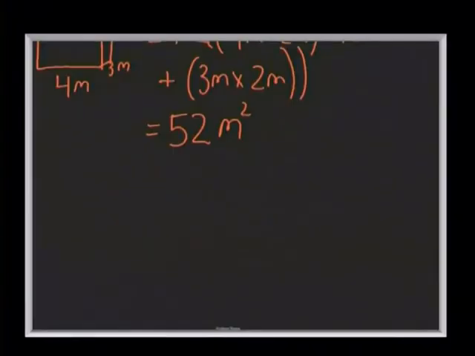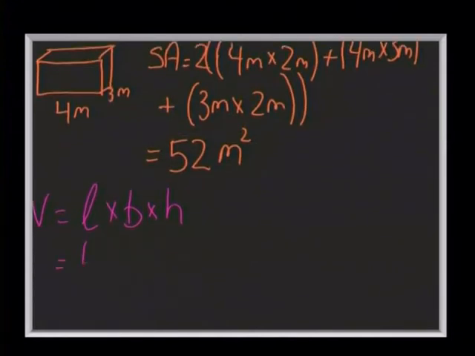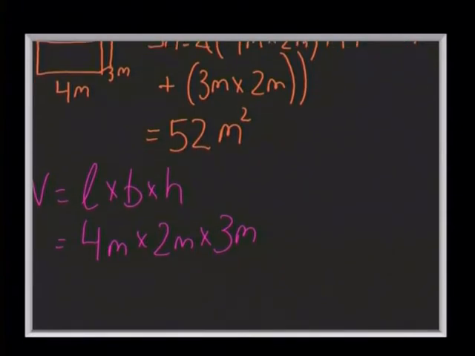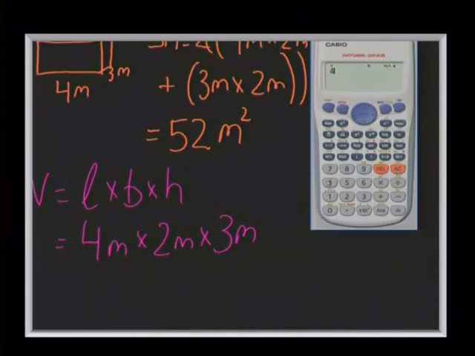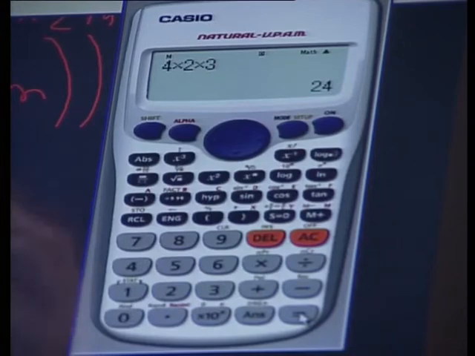So let's do an example. We'll use the same values. So my volume, I'm going to write out my formula, is length times breadth times height, and that is, substitute in 4 meters times by your 2 meters times 3 meters, and do that on our calculator if we need to. So it was 4 times 2 times 3, and we get an answer of 24.